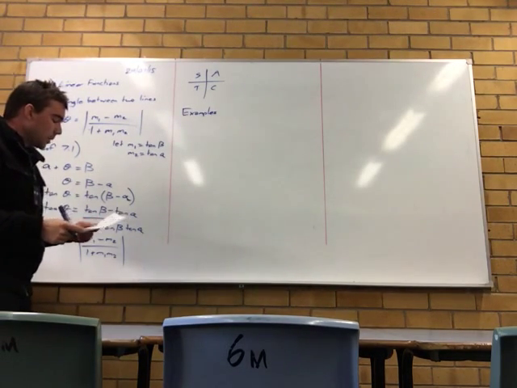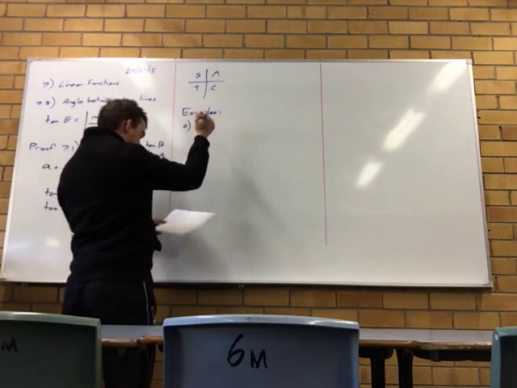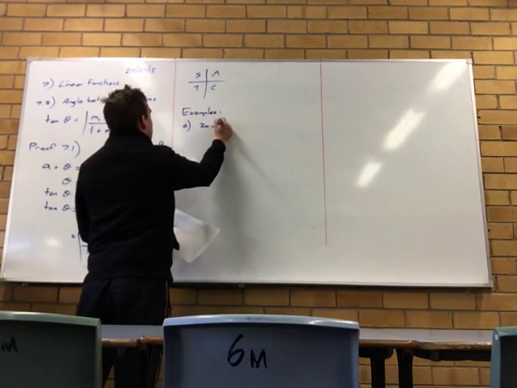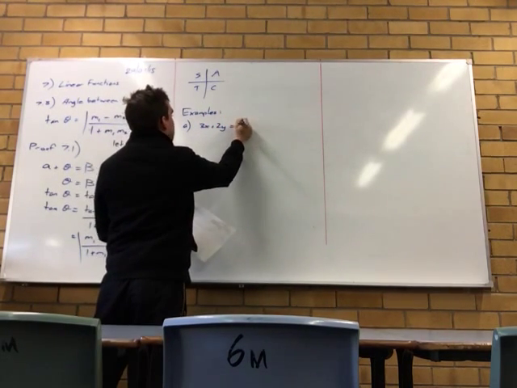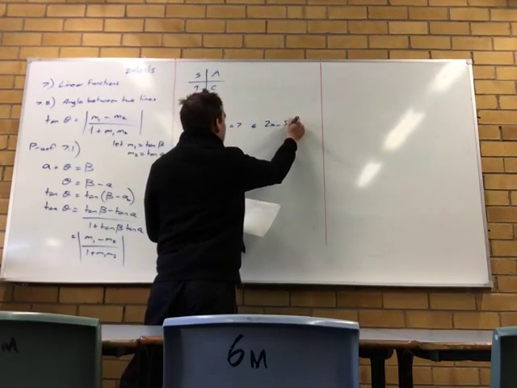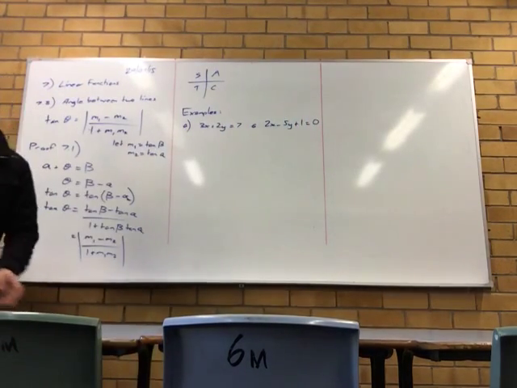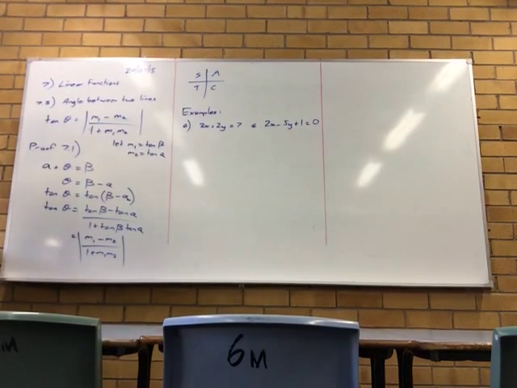Alright, find the acute angle between the line 3x plus 2y equals 7 and 2x take away 5y plus 1 equals 0. So we have two linear equations, so that will form straight lines when we plot them onto the number plane. Okay, so what do I need to do in order to find the acute angle between them? Find the gradients of both the lines.